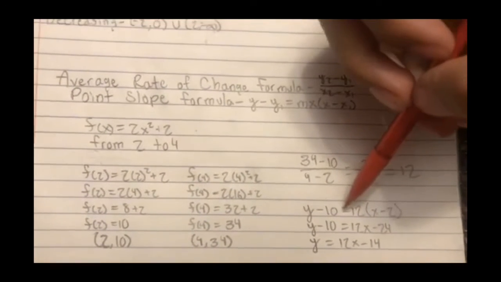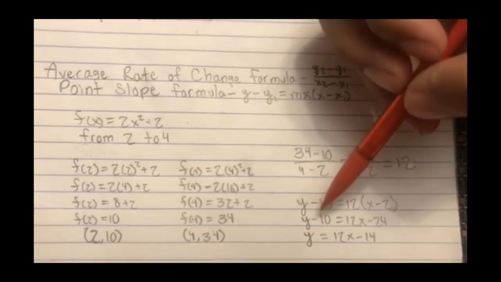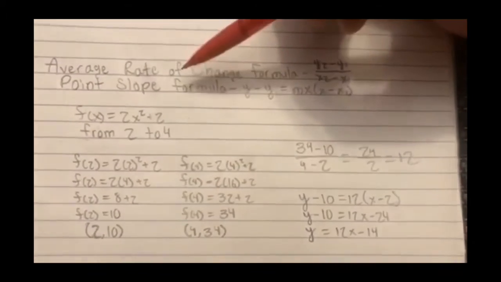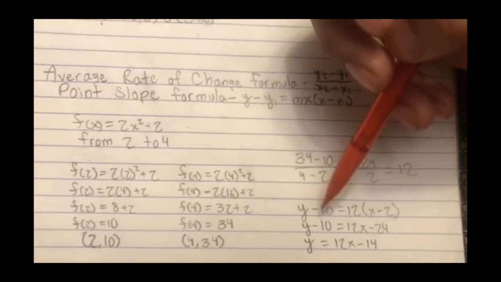Some questions will go the extra step, asking you to find the equation for the secant line. To do this, choose one of the 2 points and plug it into the point-slope formula. Once this is done, simplify it and it will give you the equation.